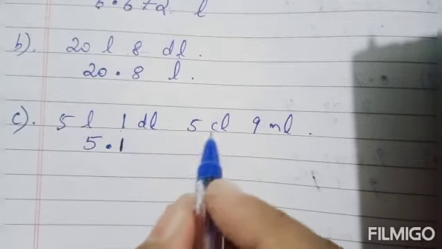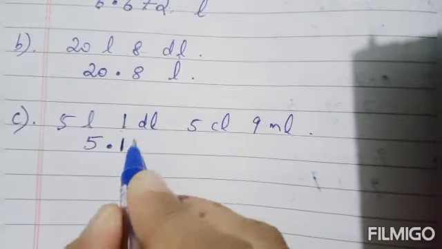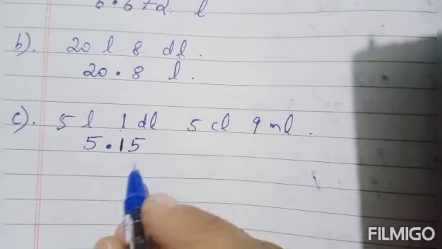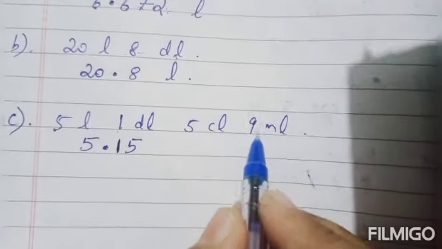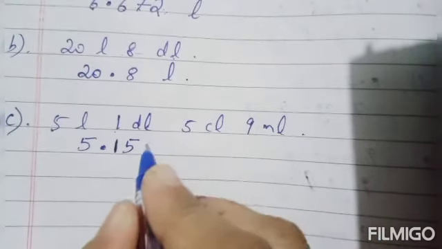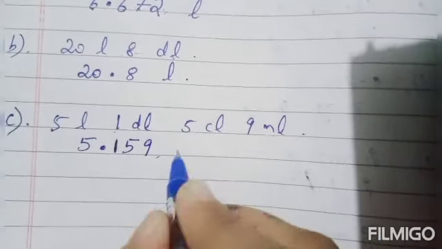Now 100th place it is centiliter. 5 centiliter is given in the question, so the 100th place digit is 5. Now next, 1000th place it is milliliter. 9 milliliter. So the 1000th place digit will be 9. 5.159 liter. This will be the answer.